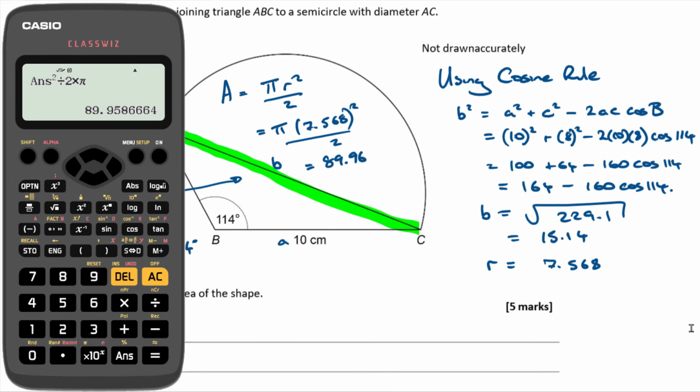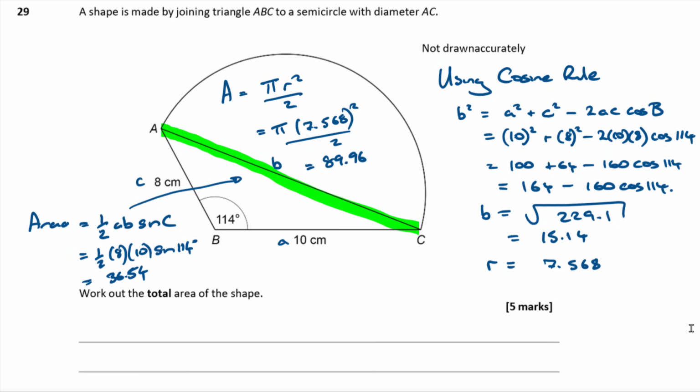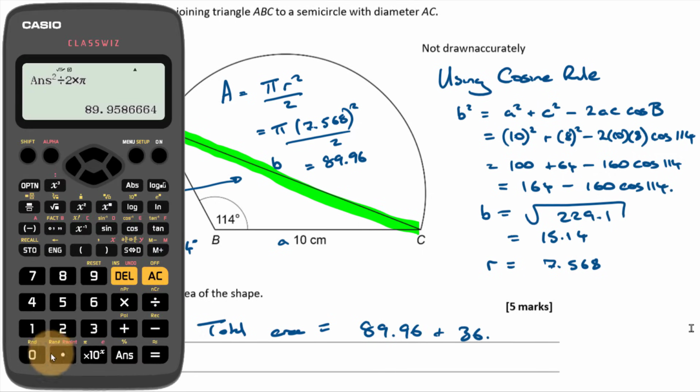89.96. So then I've got the area of the semicircle, got the area of the triangle, so then the total area is going to be those things added together. I feel like I'm on a roll. 89.96 plus 36.54. Now I'm going to round it off to 3 significant figures. I was keeping it to 4 significant figures as I was going through, so that when I could drop down to 3, I'm not going to lose too much accuracy along the way. So 126 units squared, centimeters squared.